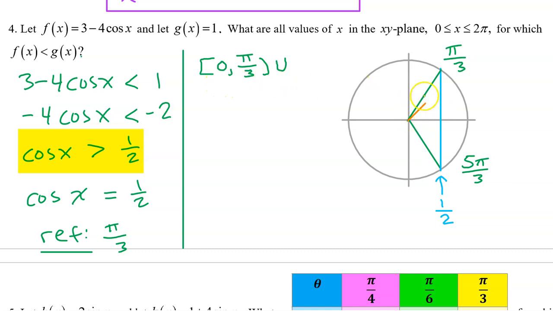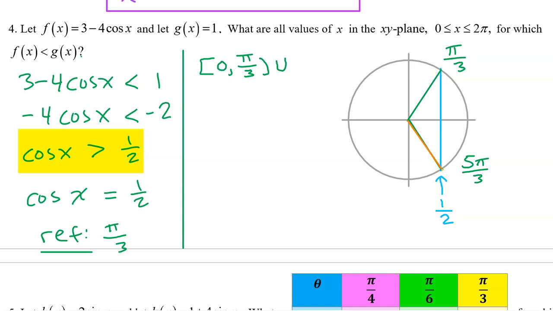So let's pick up where we left off. So here we are at pi over 3, which is not a solution. As we continue to rotate, we no longer have solutions because the horizontal displacement is now less than 1/2. We are to the left of the blue line. So we will have no solutions from pi over 3 all the way around to 5 pi over 3. At 5 pi over 3, this is still not a solution because this is where the horizontal displacement is exactly 1/2, and we want only greater than 1/2.